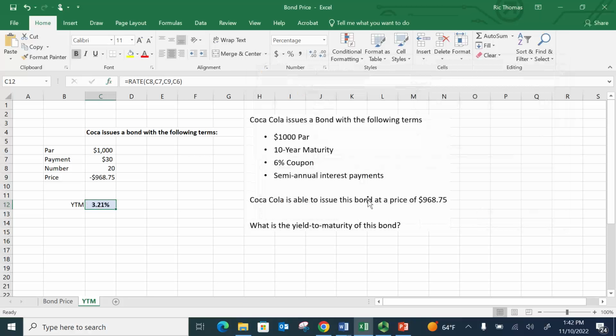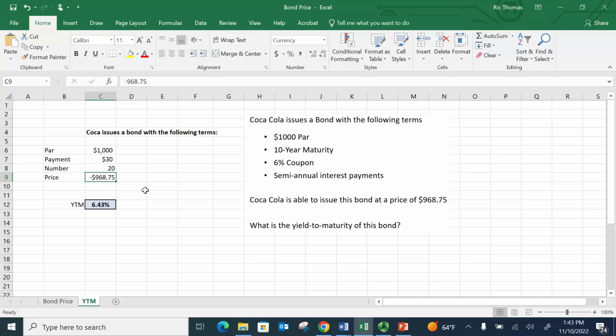Now I'm going to hit OK, and you're like, wait a second, 3.21, that seems kind of low. Well, it's because that's a six-month rate. So I'm going to multiply that by 2, and I get 6.43%. Does that make sense? This bond's trading at a discount. If it's trading at a discount, that means the yield is higher than the coupon, and it is. 6.43 is above 6%, and that makes sense that the bond then is trading at a discount.